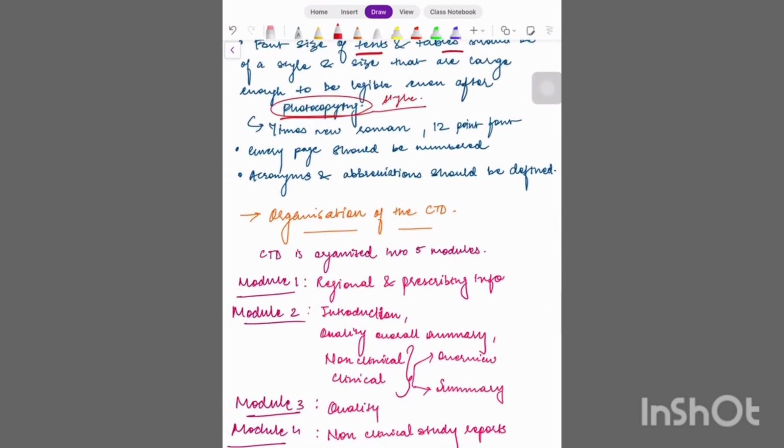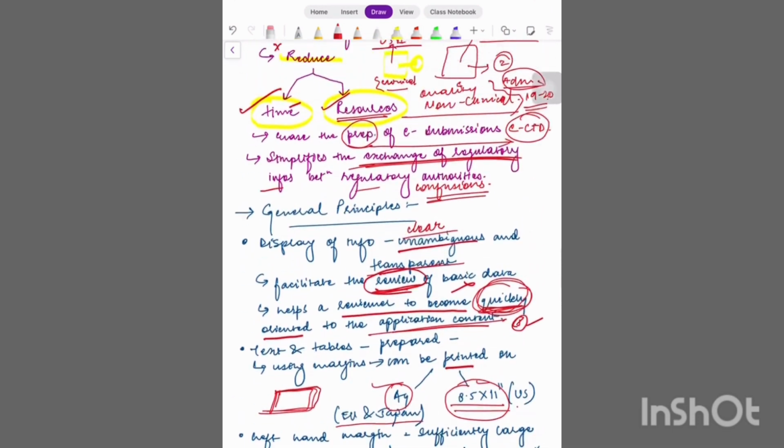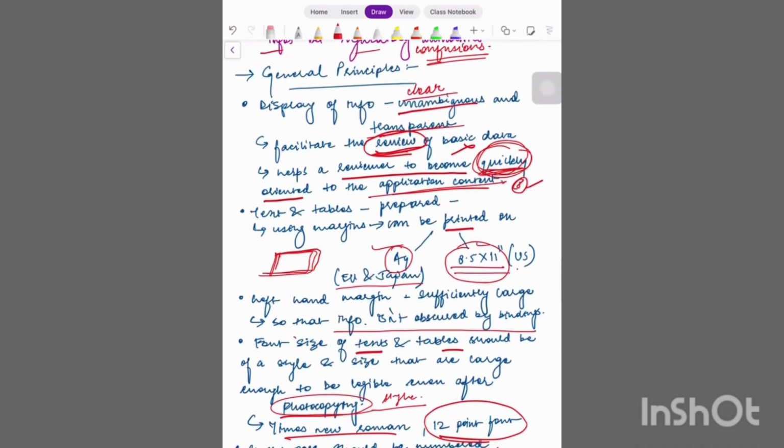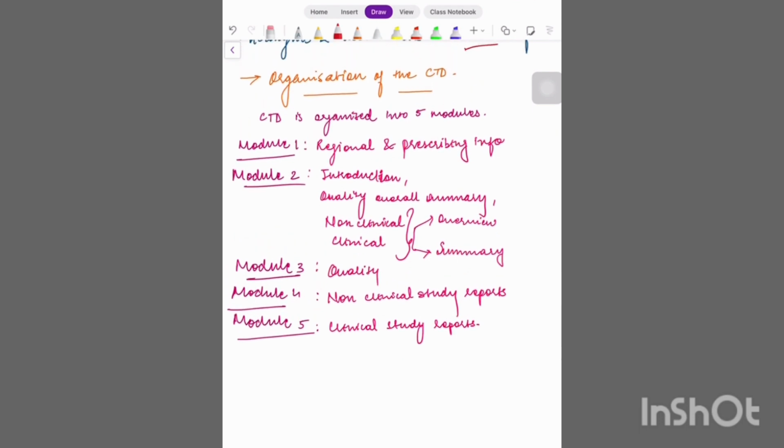So Times New Roman and 12-point font is used as a standardized format, they have mentioned, and every page should be numbered, that's a given. Acronyms and abbreviations should be defined. So these were some general principles for CTD. Then moving on is the organization of CTD.